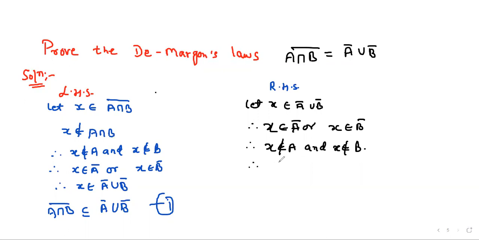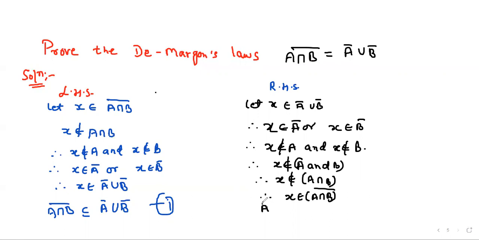So in both the terms, X does not belong is common. So you can take X belongs to A and B, where and is represented by intersection. So you can write A intersection B. Does not belong to means X belongs to (A intersection B) complement. So you started from right hand side and you get the left hand side. Therefore, you can write A complement union B complement is a subset of (A intersection B) complement. This is our second inclusion.